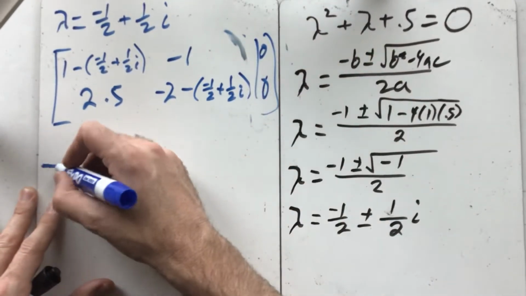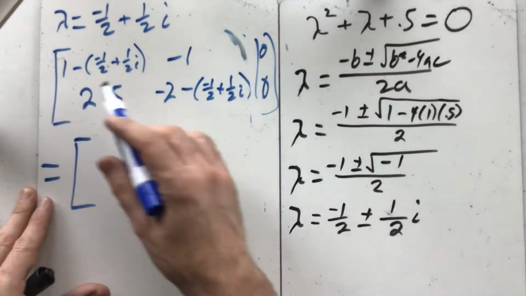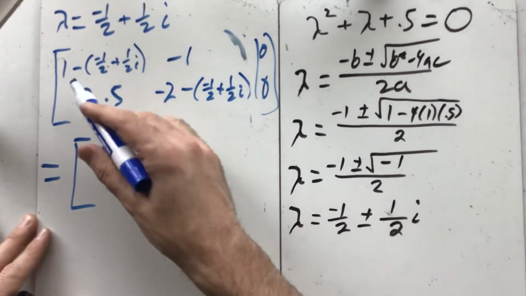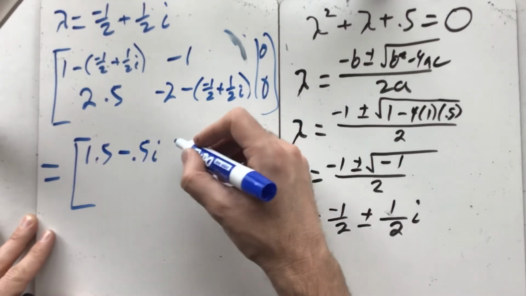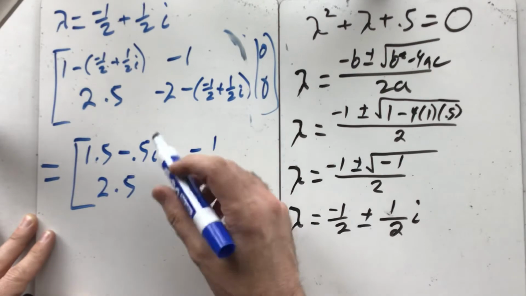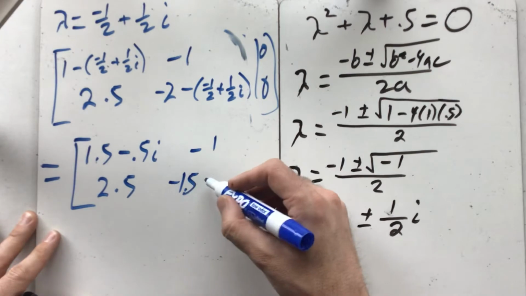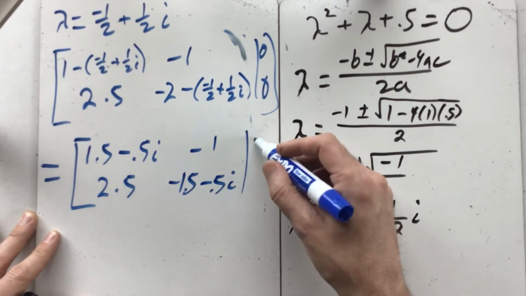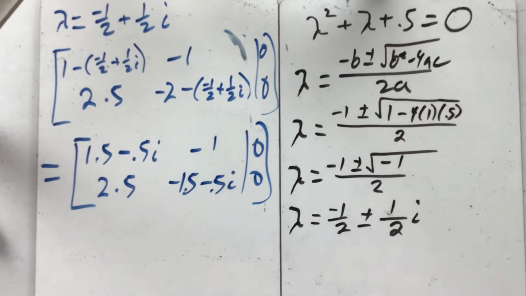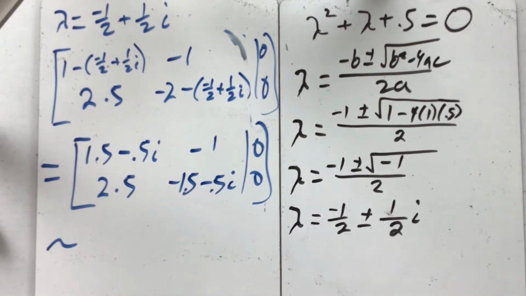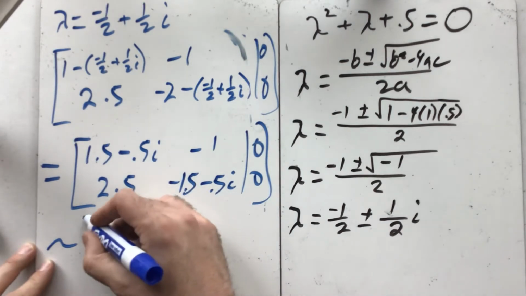Let's do a little bit of simplifying. So 1/2 plus 1/2, it looks like we get 1.5 minus 0.5 i, negative 1, 2.5, and this looks like it's also negative 1.5 minus 0.5 i, and 0 and 0. Well, there we go. This looks good to me. And then we need to row reduce this. You could multiply by 1.5 times 0.5 i, and if we do this, hopefully everything would work out to give us nice round numbers. I'm going to skip that and just go straight to the answer.